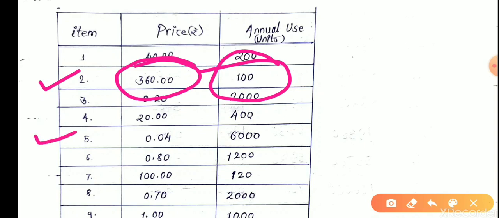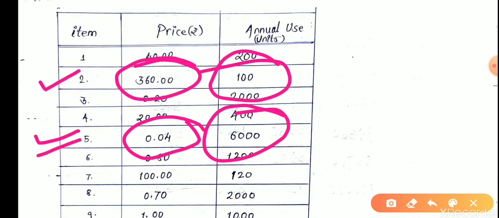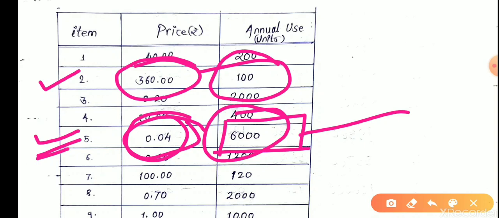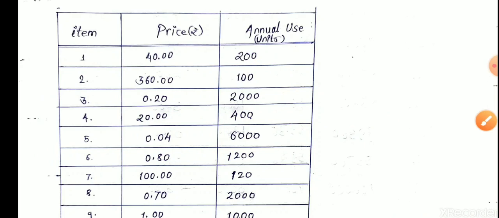For example, let's say item number 5 has a unit price of 0.04 and annual consumption of 6000. Suppose item number 5 is nails. The price of nails is 0.04, meaning 4 paisa, and the nails used in the entire year are 6000 units. The figures may change. The procedure you have to follow, we are going to discuss.